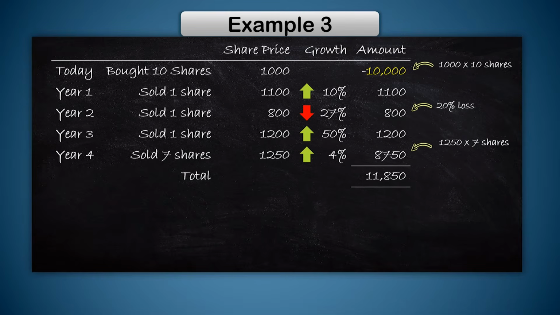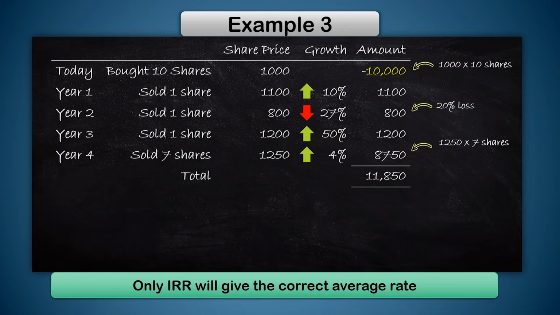The only way you can get the average return per annum in this case is by calculating the IRR, because IRR will take all the different cash flows and different growth rates in each of the years and return to you one average number which is representative of the growth over the years. The average growth in this case is 5.03%.